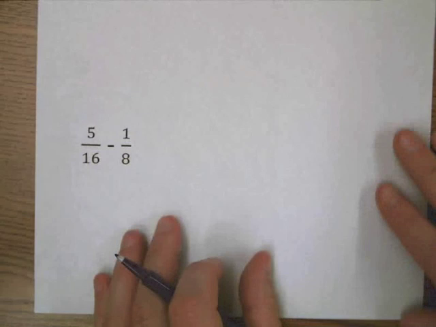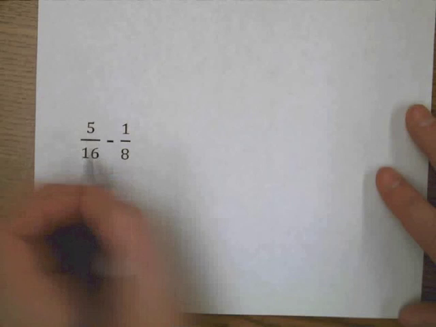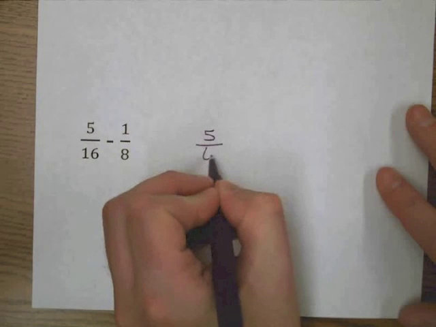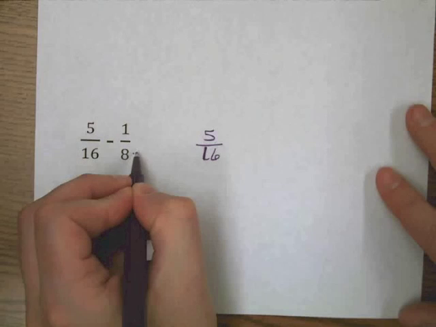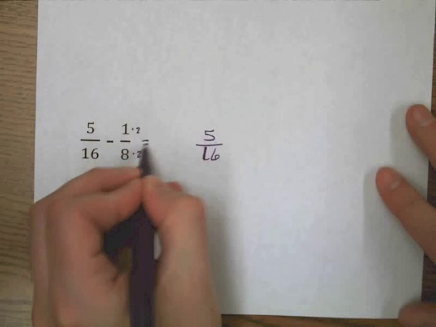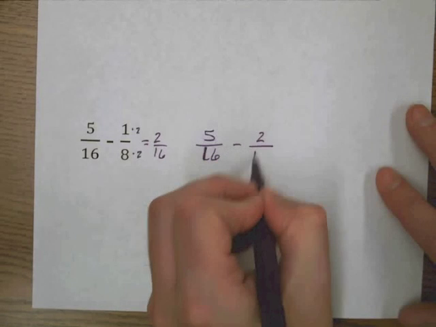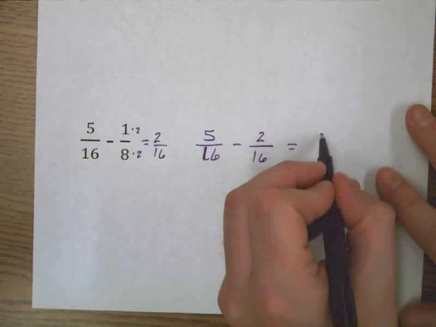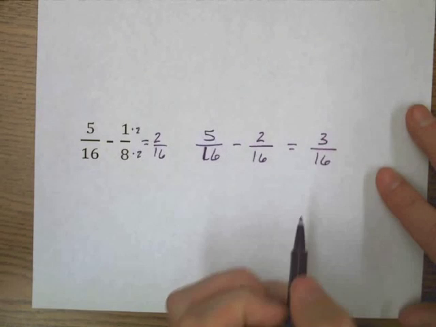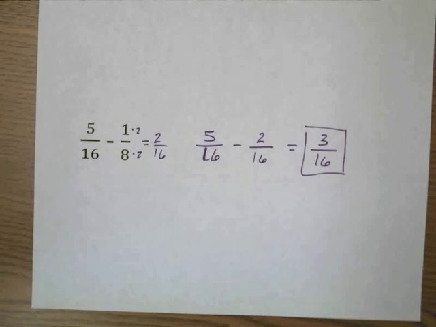Let's look at this again, the same fractions, but subtracting rather than adding. So 5/16 again will stay the same, and our 1/8, we're going to change that into 16ths, end up with 2/16. So 5/16 minus 2/16 is 3/16. And again, that is our simplest form.